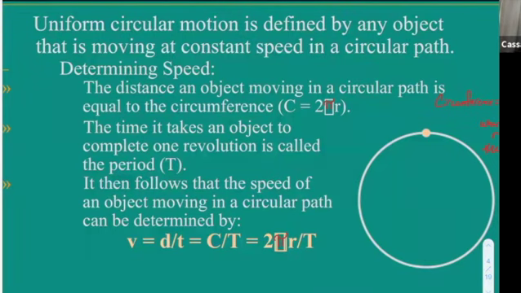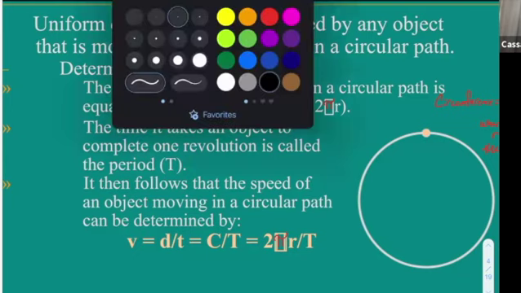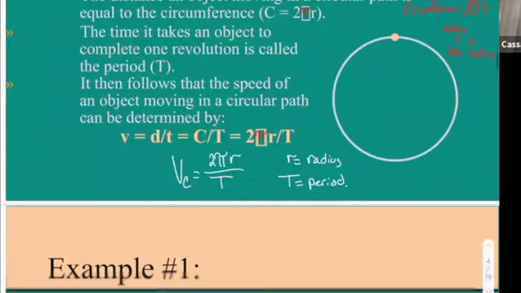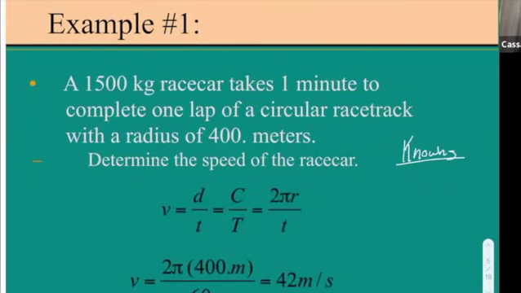All right, so let me write this a little bit better for y'all. Velocity for circular motion, or centripetal velocity, is equal to 2 pi r all over period, which is capital T. Okay, so r is the radius, capital T is period. Okay, all right. So onto an example.